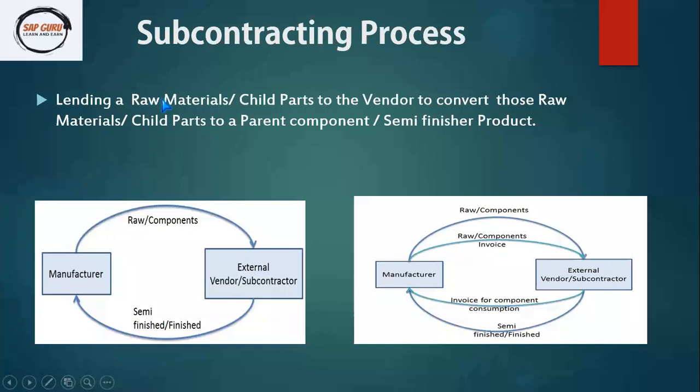Here we have put it in a little more detail: how exactly raw material is supplied to the external vendor, and how we get the semi-finished or finished product to our premises. This is a simple diagram. You can see the raw components, and I have also mentioned the invoice-related things: how we manage the invoice for the raw material, and how we invoice for the component consumption. This is one flow chart where the invoice part is mentioned.